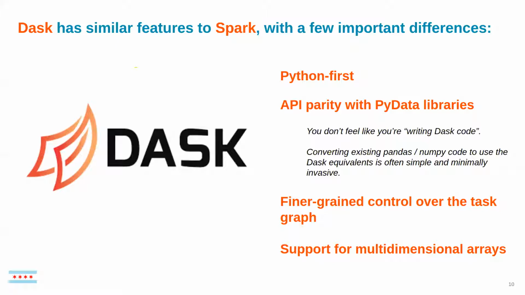And so you can go pretty quickly from stuff that worked on your laptop to stuff that works on a Dask cluster. The next thing that's cool about Dask that Spark kind of struggles with is that you get finer grained control over the task graph.